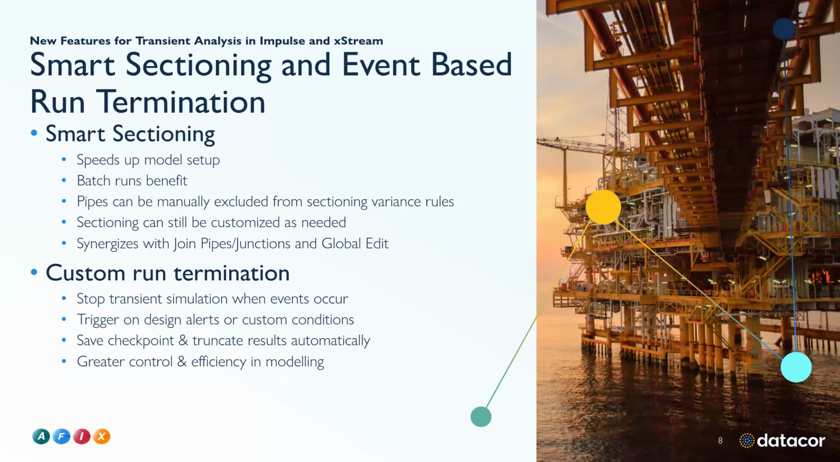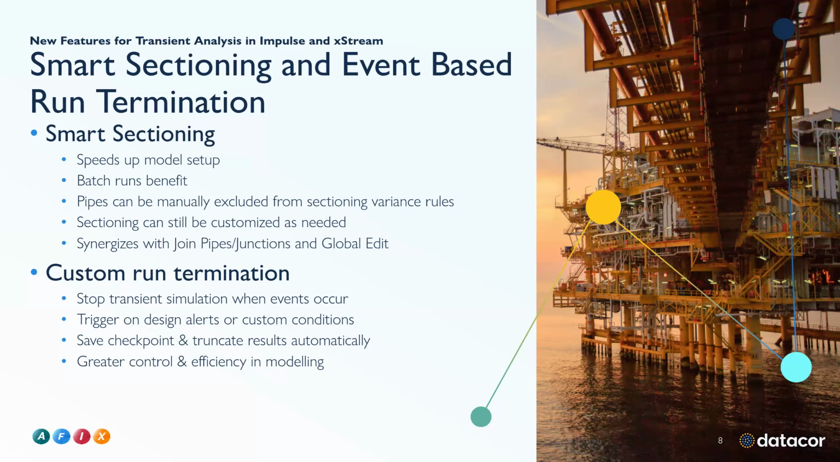Pipes can now be manually excluded from impacting sectioning based on the wave speed variance. This is perfect for short pipes that have little impact on the actual timing within the system, but have a significant impact on your sectioning and therefore your runtime. By avoiding them, you avoid the need to artificially lengthen them, so you're not setting all of your pipes to 10 feet. If they're shorter than that, you're just ignoring them from the variance calculation.